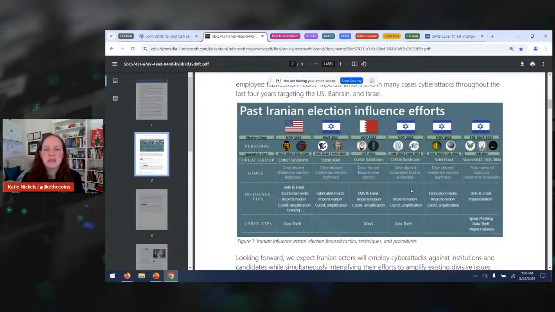Not always going to be indicative of future behavior, but if we look across different elections in the US as well as other countries, including Israel, there's a pattern here. Different actors, and we look at the tactics, techniques, and procedures. Impersonation, impersonating different people, amplification. Maybe there's some message out there that already exists amongst the electorate, but then Iranian actors interfere to make that more prominent. So, kind of a nice overview.